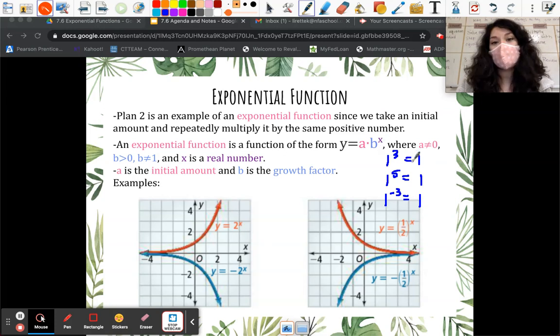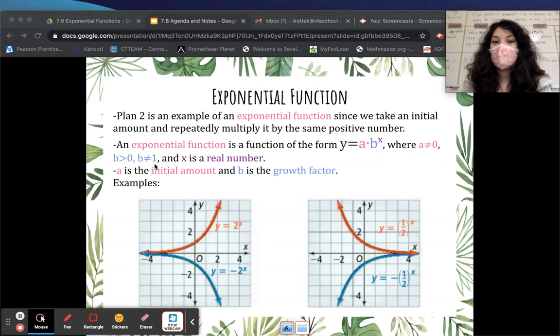Your output's going to be the same. So again, that's not then going to be exponential when we graph it. It's going to be a straight line. We don't want that. We want it to be exponential. So we have to stipulate that the b cannot be equal to 1.